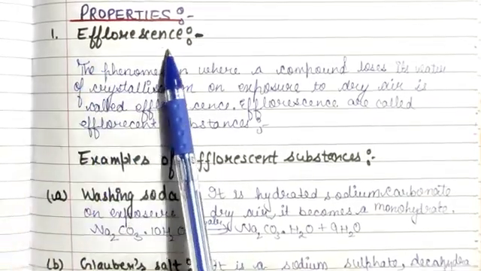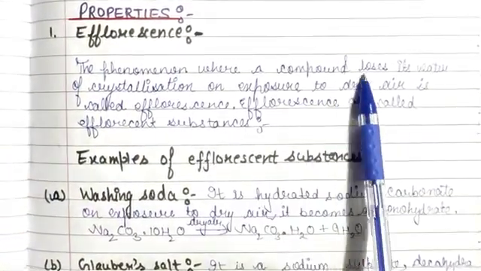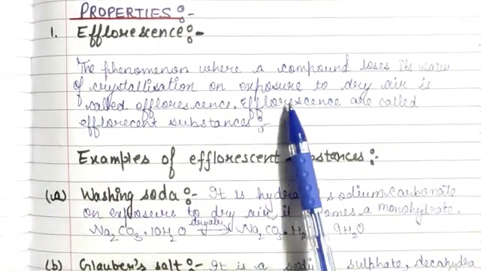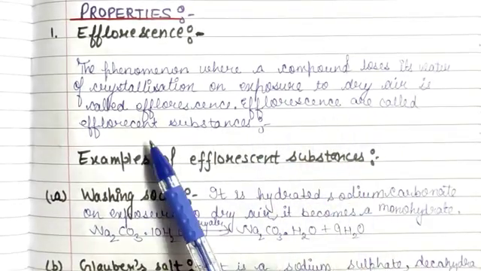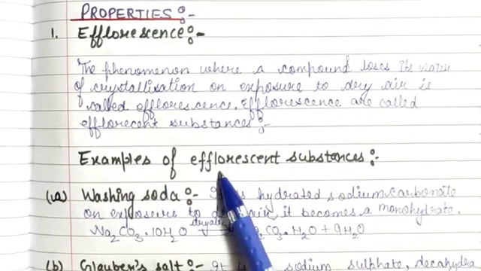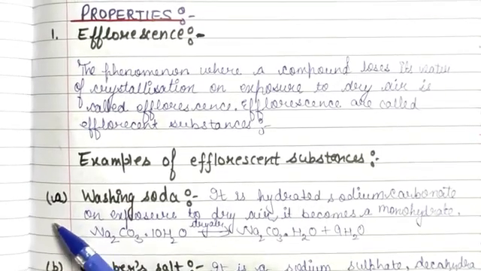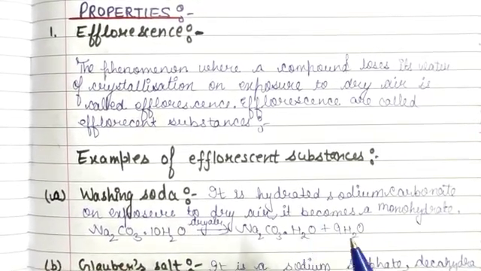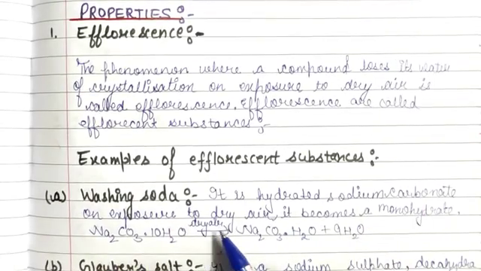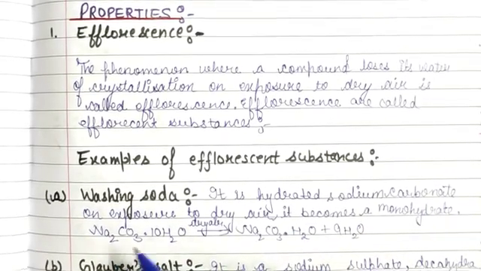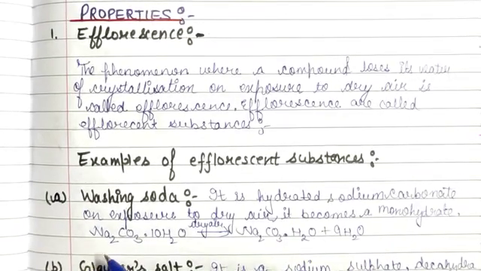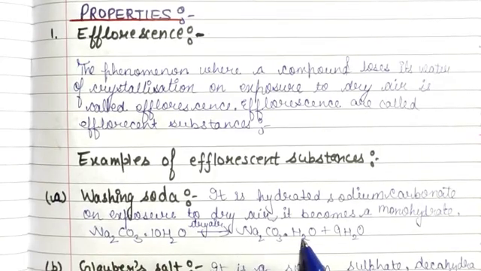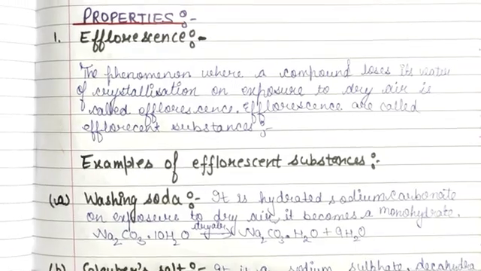Now we will discuss the properties. Number 1 is efflorescence. The phenomenon where a compound loses its water of crystallization on exposure to dry air is called efflorescence. Such substances are called efflorescent substances. Examples of efflorescent substances. Number 1 is washing soda. It is a hydrated sodium carbonate. On exposure to dry air, it becomes a monohydrate. The reaction is given on page number 8: Na2CO3.10H2O in dry air will form Na2CO3.H2O plus 9H2O.